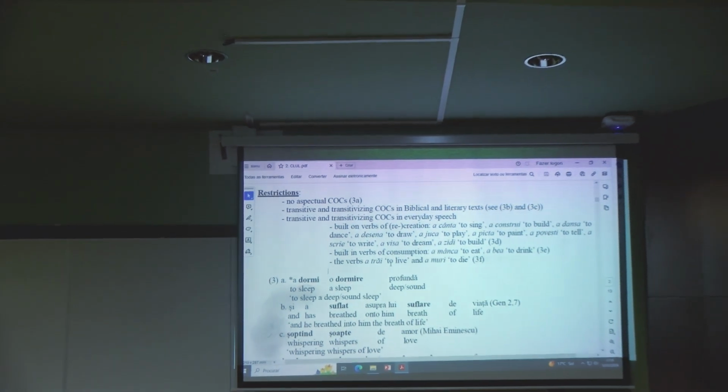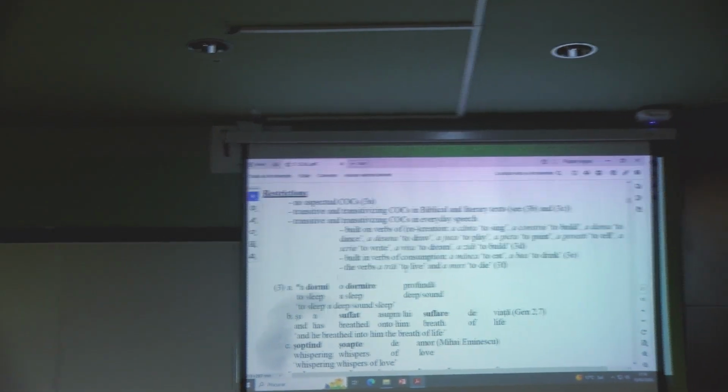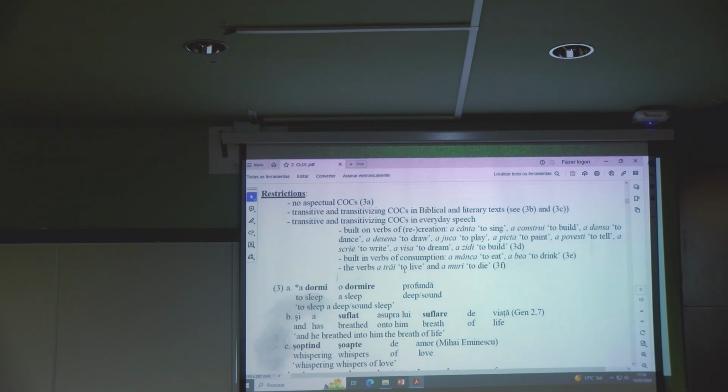We do have some transitive and transitivizing COCs in biblical and literary text. I've been working on different translations of the Bible into Romanian, and I've compared different traditions to see what kind of changes we witness in transitive and transitivizing COCs in Romanian. The examples in 3b and 3c. We also have transitive and transitivizing COCs in everyday speech.